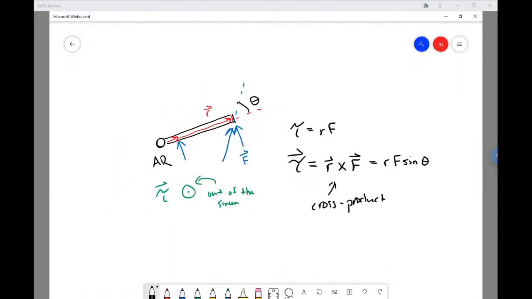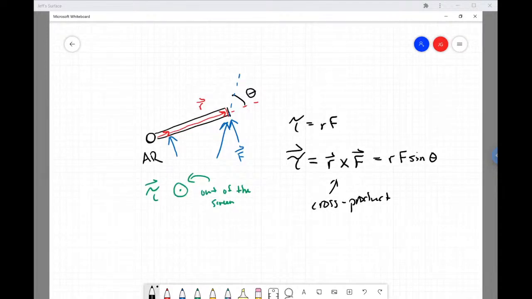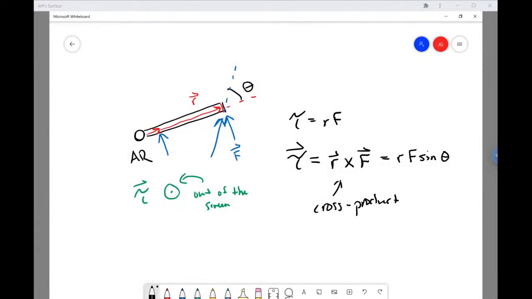Okay, so in this case, how do I know that the torque points out toward me? That corresponds to a counterclockwise rotation. This force exerted on the door is going to cause the door to rotate counterclockwise relative to the axis of rotation. And the way I know that is I use what's called a right-hand rule.